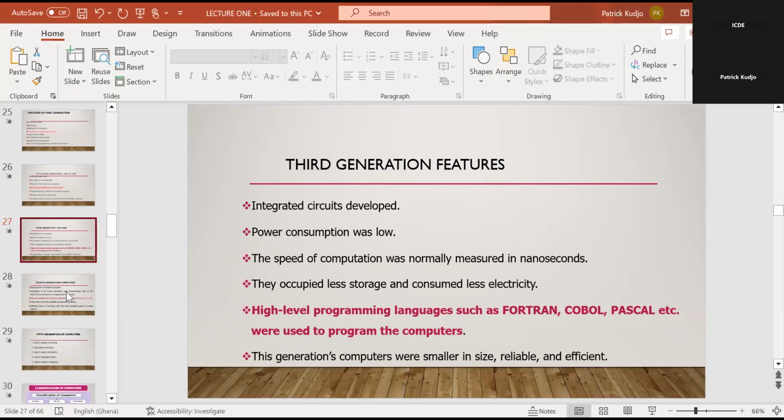What is the difference between low-level language and high-level language? Low-level languages are machine-dependent. High-level languages are human-oriented. In other words, that's a language that we understand. The language of the computer is the low-level language or machine language. So for the third generation, high-level programming languages were used, such as Fortran, COBOL, and Pascal.